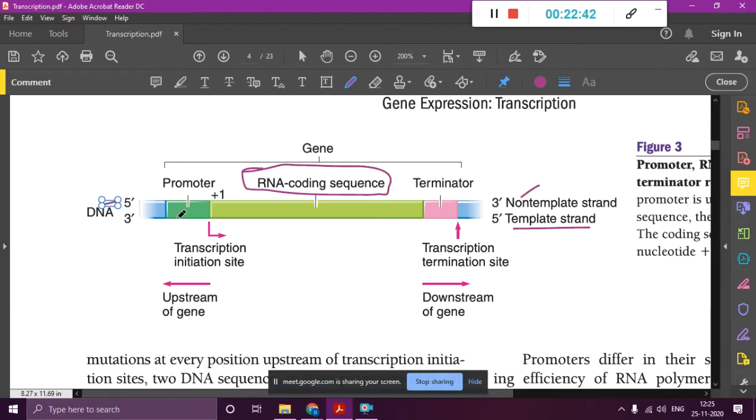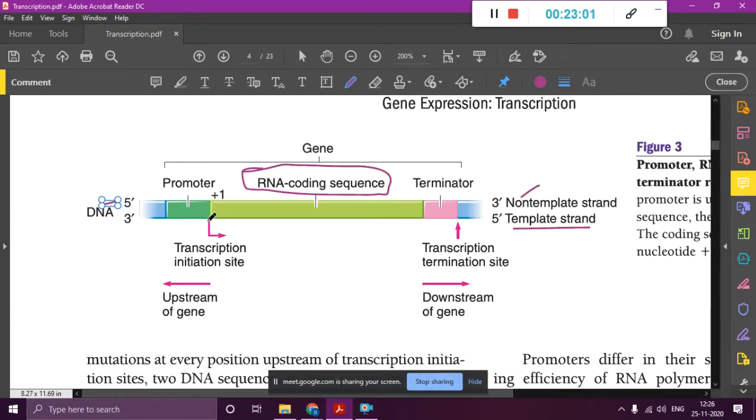It can be on the coding, non-coding, both of them. They can be interested in it. So this is on the 5' to 3' is the non-template, as I mentioned, and the 3' to 5' is a template, and the 3' to 5' strand is going to be used as a template to make your RNA.